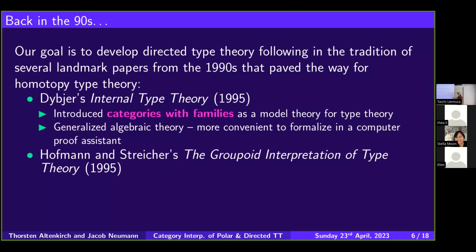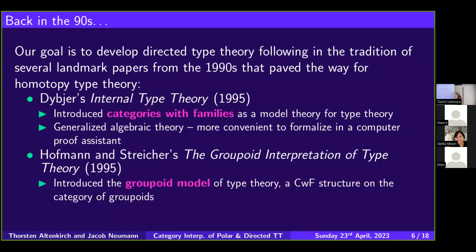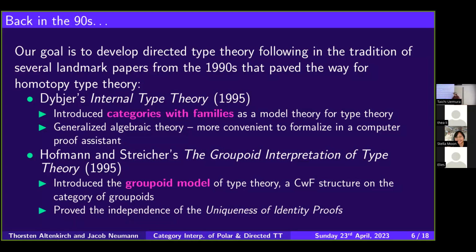But mainly what I want to talk about is this famous paper of Hofmann and Streicher, the groupoid interpretation of type theory, in which they define what's called a groupoid model, which is a CWF structure based on the category of groupoids. Of course, their use for that was to prove the independence of the UIP, or the axiom K, which I'm not going to touch on today, but I think it's an interesting question to ask: what is a directed analog of that result?